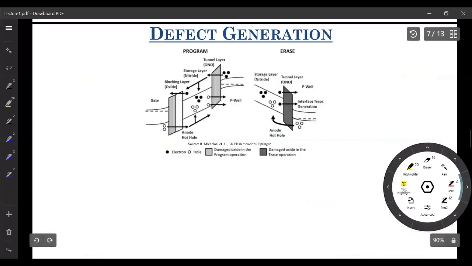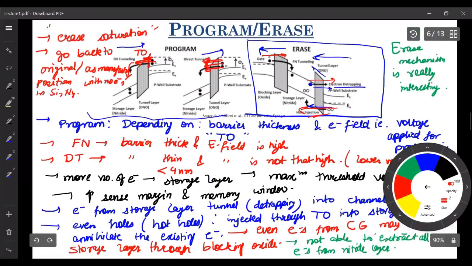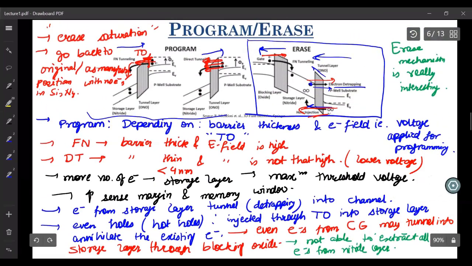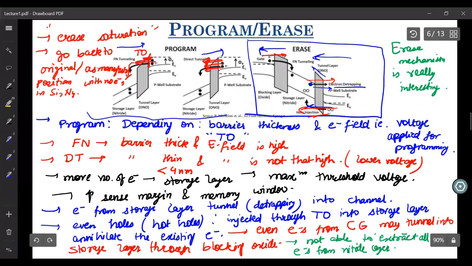So to mitigate this, what people do is they engineer the blocking oxide. I'll let you know in a later section of this class itself, but what people do is they come up with a high band gap and high barrier blocking oxide. So instead of SiO2, they use Al2O3 in the blocking oxide.